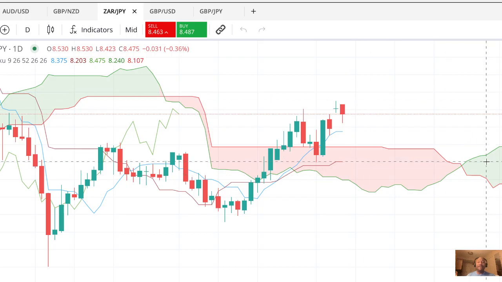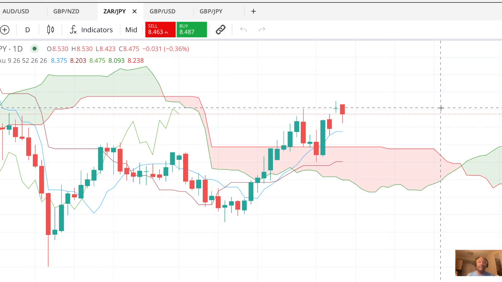You got your future cloud, which is an upward cloud as well. So you might want to consider this trade. And the beauty of the South African rand pairs, it doesn't take a lot of money to get into them. So you can use very little money and the risk management is a little bit easier. So those are the three currency pairs you want to consider right now.